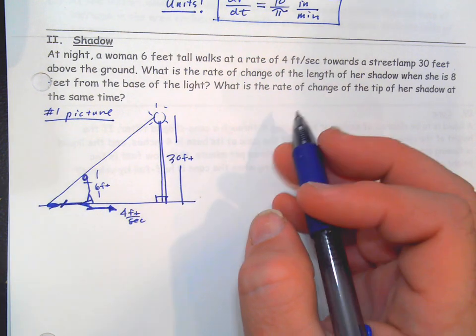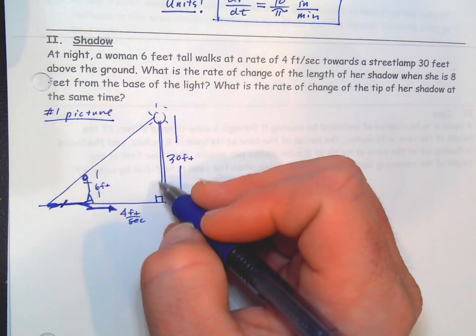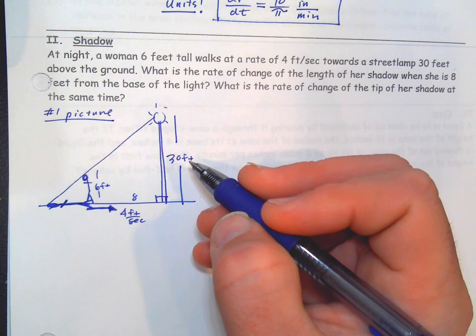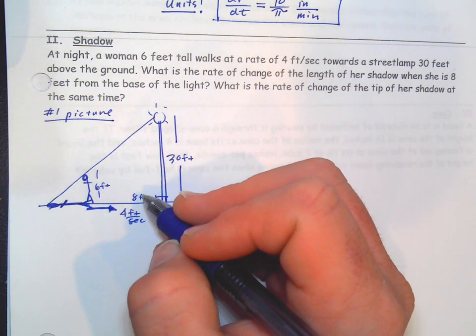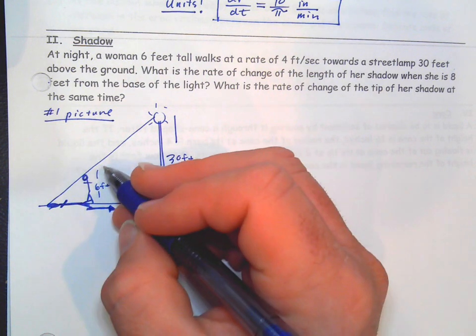The length of her shadow is changing. The distance between her and the street lamp is changing. Now, it does say that she's going to be 8 feet from the street lamp, but that's changing, so we can't plug that in yet. But the 30 foot's never changing. Her height's never changing.